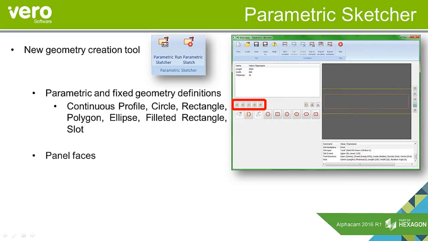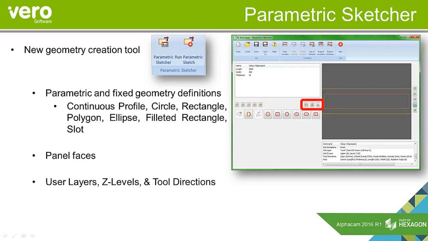We can also specify panel faces, so if you're working on, for example, a door, you're able to pick horizontal faces for machining of locks or hinges, for example. We get the option to define user layers, Z levels and tool directions, which makes it a really powerful tool for creating the geometries to then apply the machining styles to.